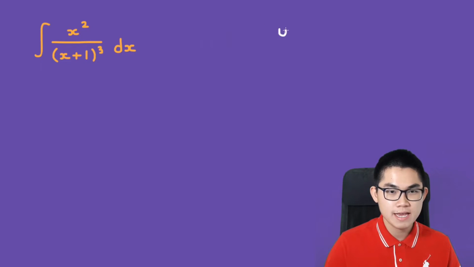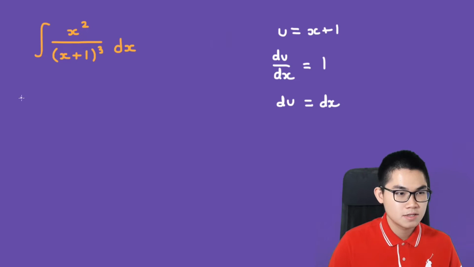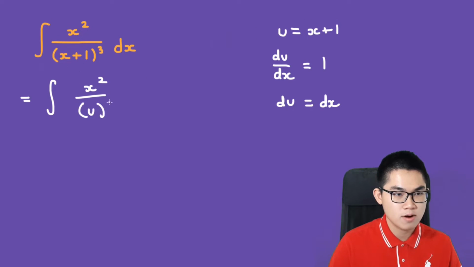First we'll say let u equal to x plus 1, then du over dx is 1 because we differentiate it, then du is equal to dx. Let's substitute the x into the u. So we have at the numerator x squared over x plus 1 becomes u. So we have u to the power of 3, and dx is simply du.